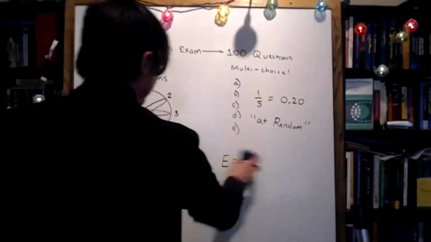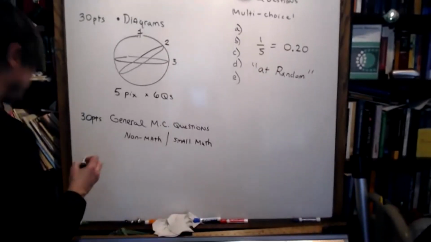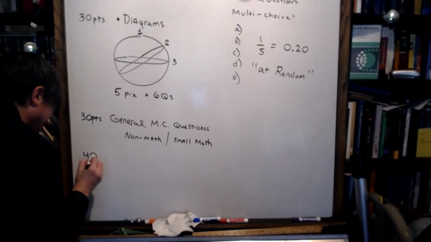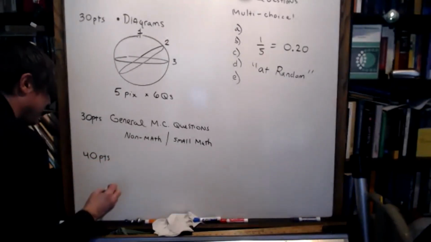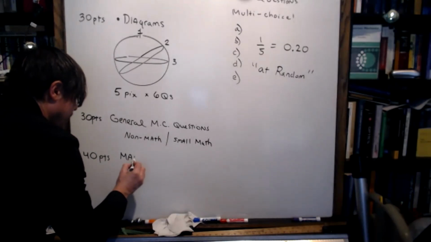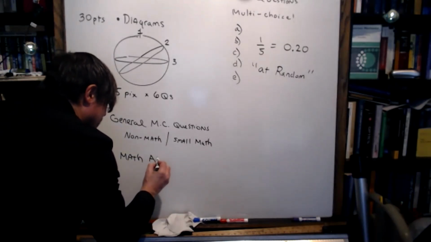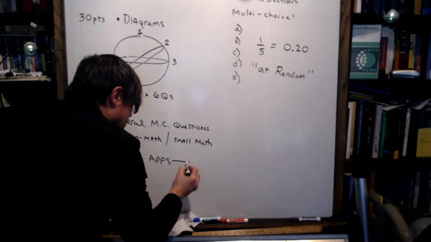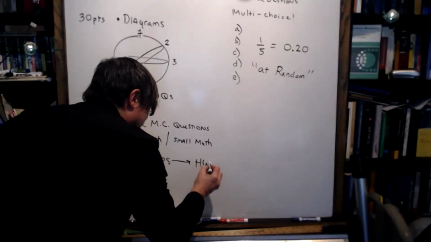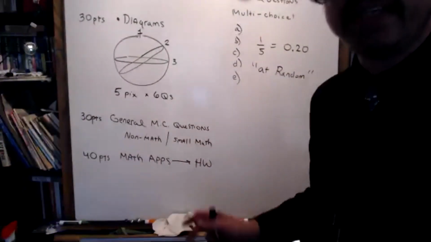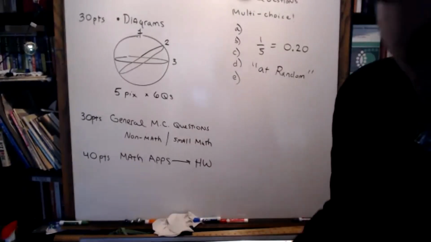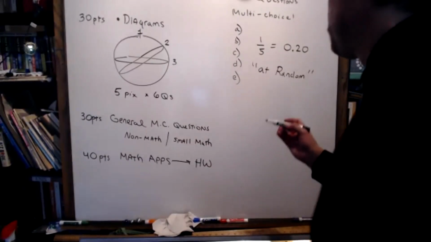Now, at last, we get to the most important part of the exam, which is the mathematical applications. That's going to be 40 points worth of exam, roughly. Now, the math applications are going to be in many ways almost identical. Well, not identical, but they're going to be similar in spirit to the homework problems.